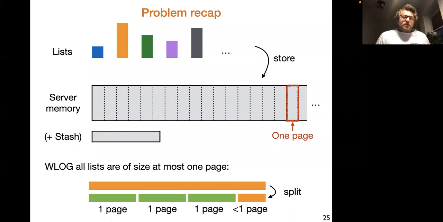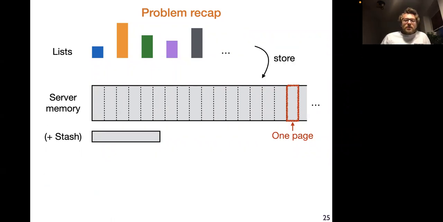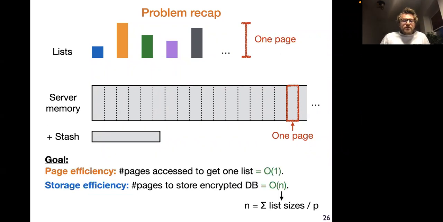So how do we store them in practice? These are all at most one page. First, as already said, we want to reduce the number of pages that we need to access to get one list. So this should be constant. And the number of pages that we need to store the encrypted database should also be linear in the number of pages that we would need for our plaintext database, so linear in the sum of all list sizes divided by p.